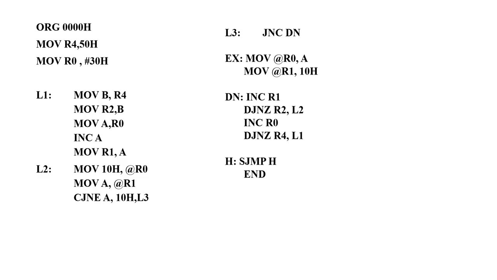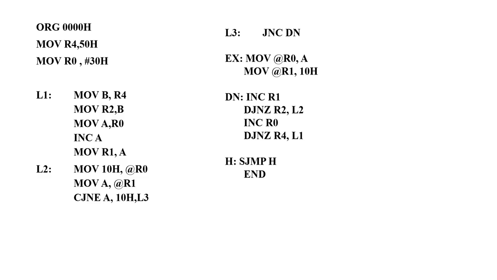So JNC DN, jump if no carry. It means that if the contents of the accumulator are greater than or equal to the contents which are present at 10H location, no swap is needed. The elements are in order, so we have to jump to DN. Okay, and if the contents of the accumulator are less than the contents which are present in the 10H memory location, then the carry flag is set, so we have to swap the elements.